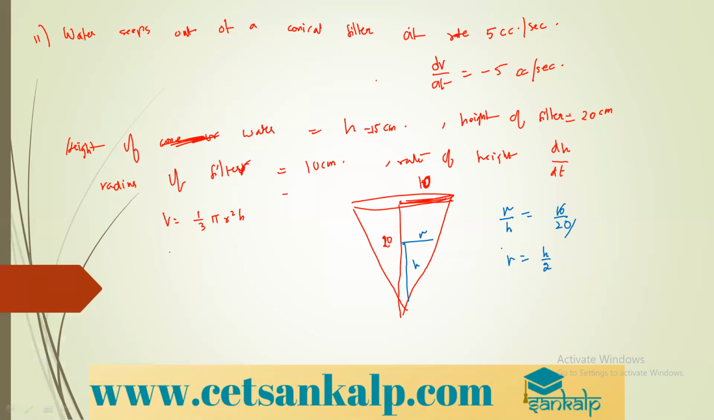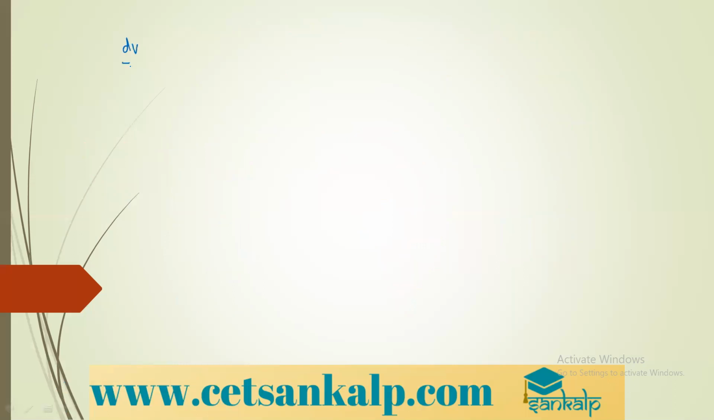In the formula, volume 1 by 3 pi r square h, r is h by 2 square into h. So pi by 4, pi by 12 and h cube. We will find the derivative. dv by dt equal to pi by 12. H cube derivative is 3h square dh by dt.